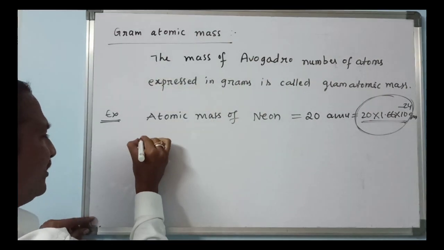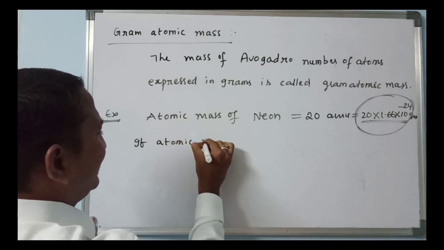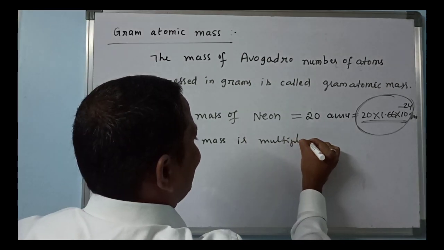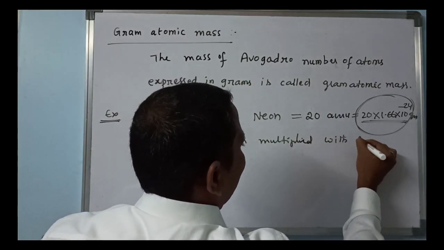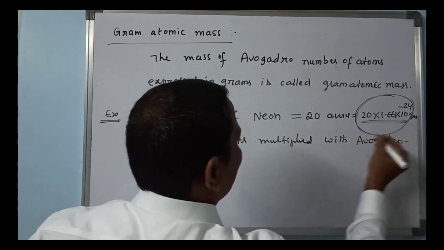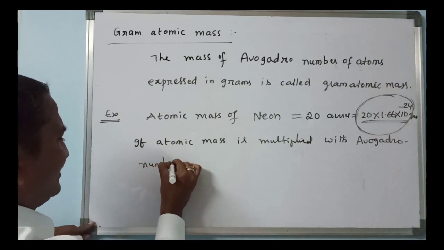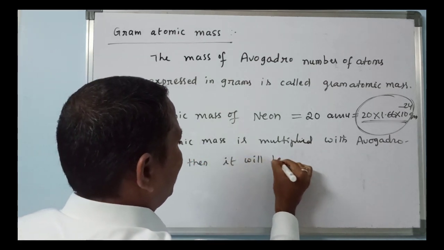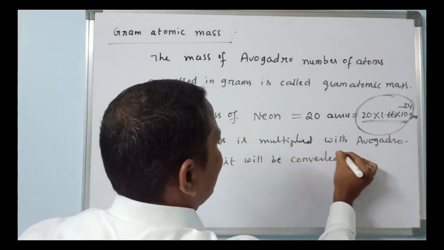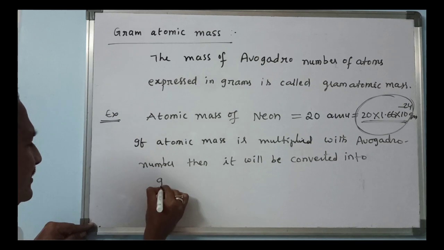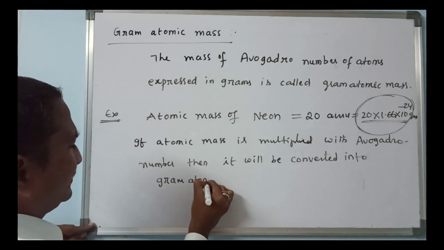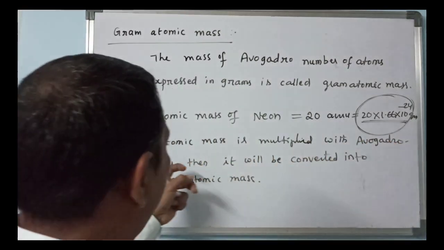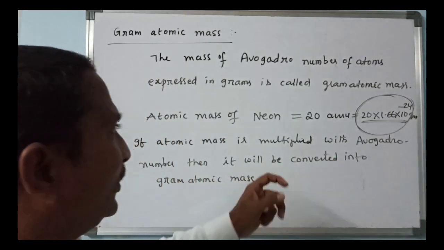If atomic mass is multiplied with Avogadro number, then it will be converted into gram atomic mass.